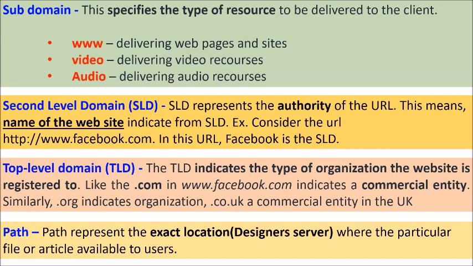Sometimes at the end of the URL you will find a code like .uk or .lk. That particular code gives the country where that URL is published. Through this code, you can identify the country where that particular URL is published. Okay, then the next part is path.